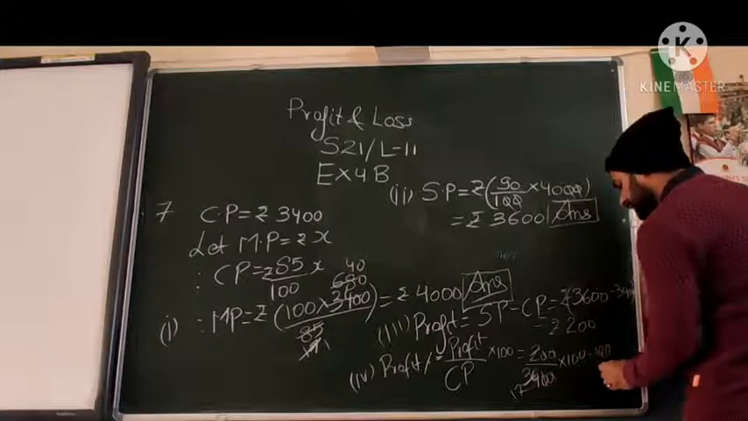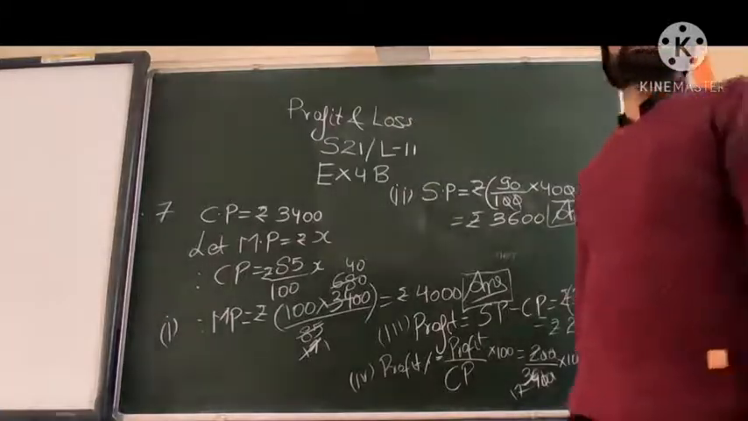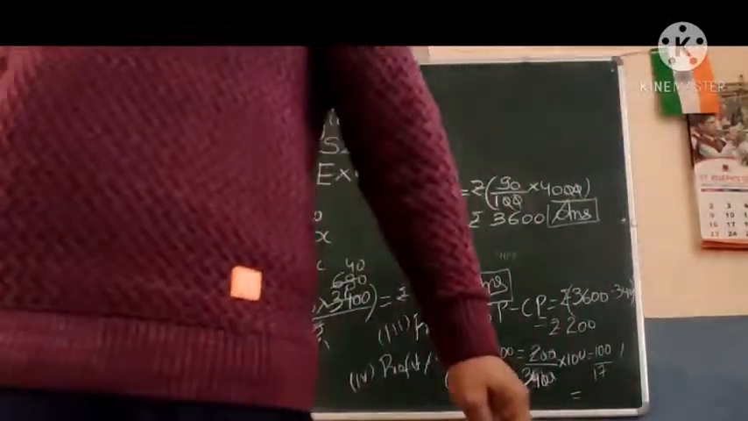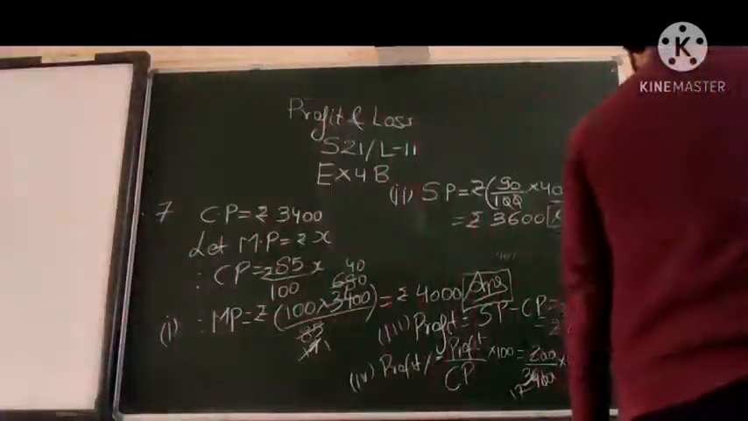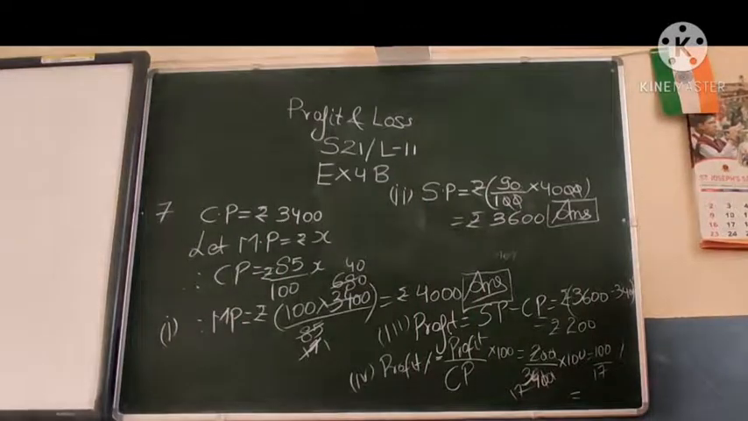Table of 17 is a must here. If you know it, well and good. 17 twos are 34, 17 threes are 51, 17 fours are 68, 17 fives are 85, 17 sixes are 102.